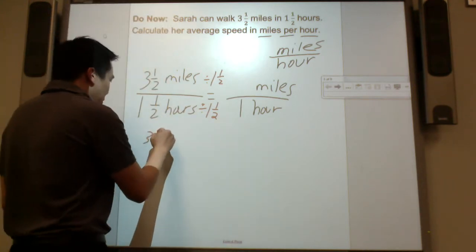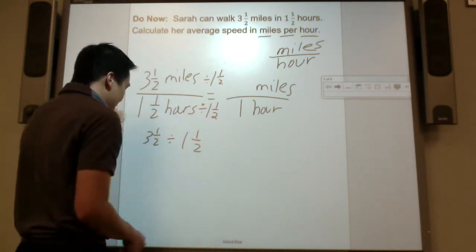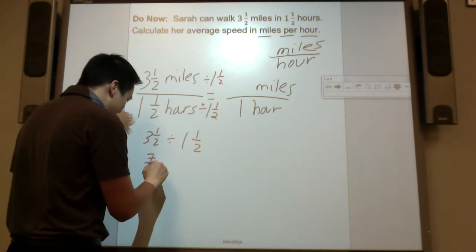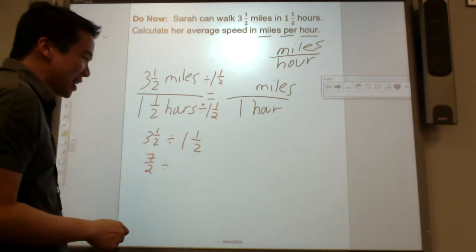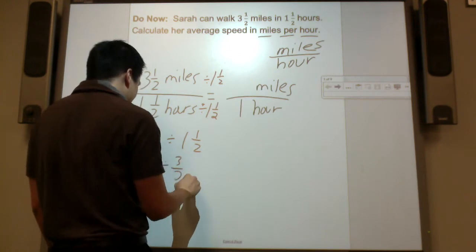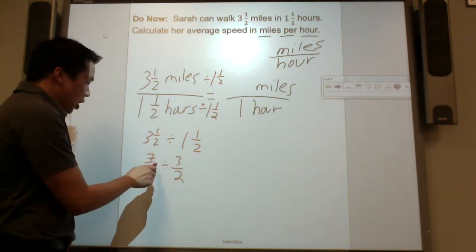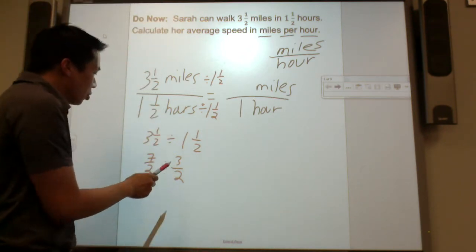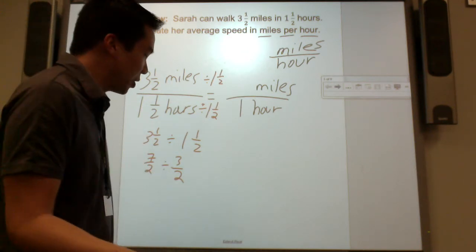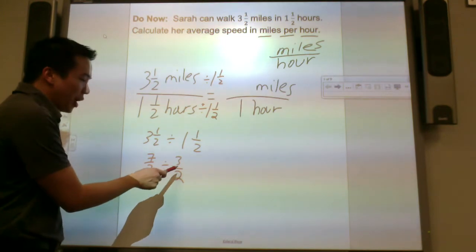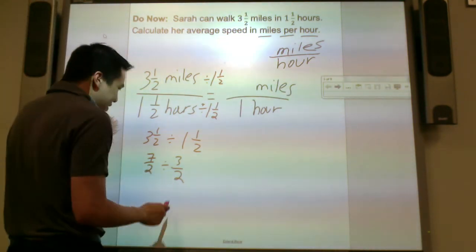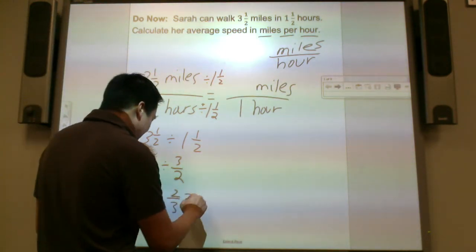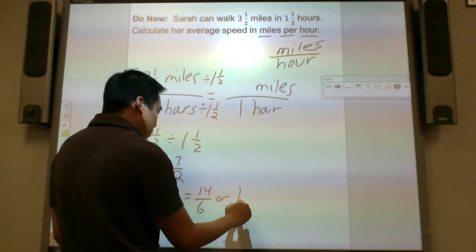So let's see. We have 3.5 divided by 1.5. So 3.5, how do you write this as an improper fraction? 7/2. How do you write 1.5 as an improper fraction? 3/2. So when you divide fractions, what do you remember? You need to change this into a multiplication expression by multiplying by the reciprocal of the second number. So what is the reciprocal of the second number? 2/3 multiplied by 7/2. So you get 14/6.